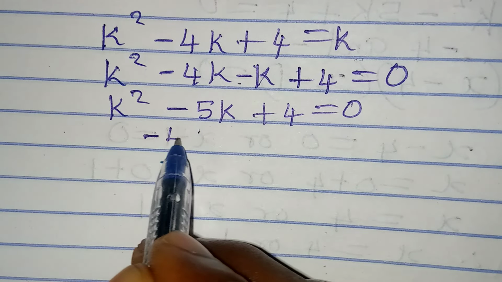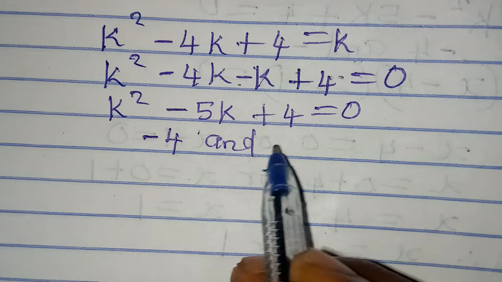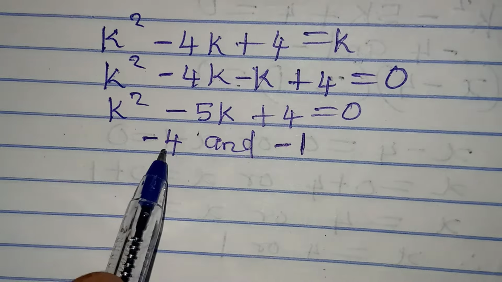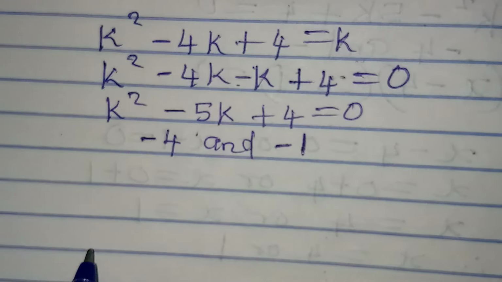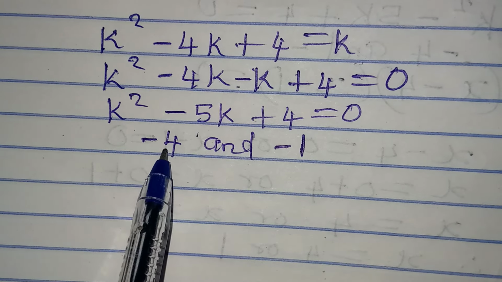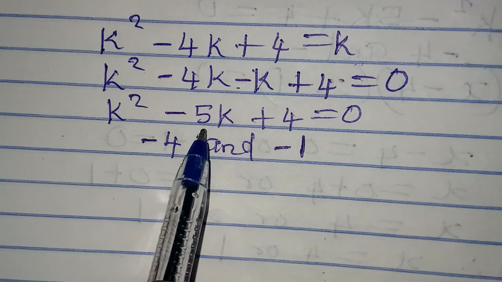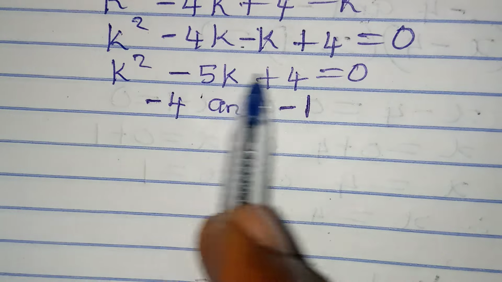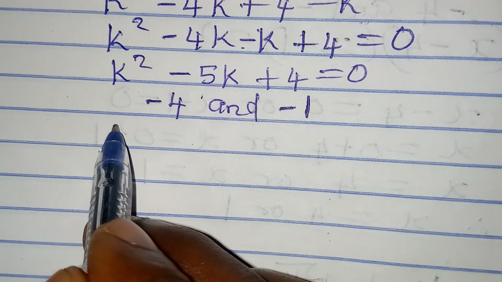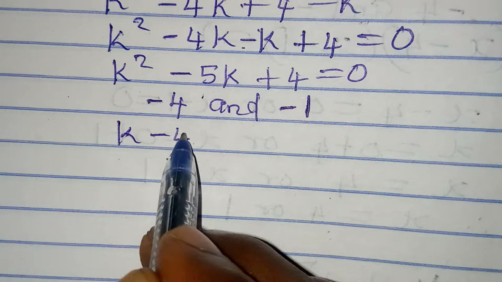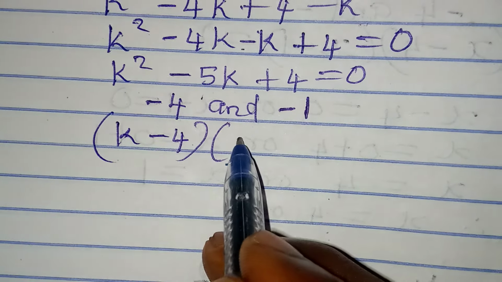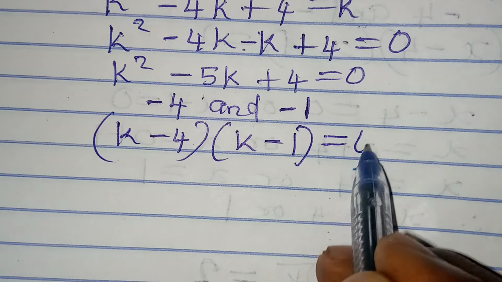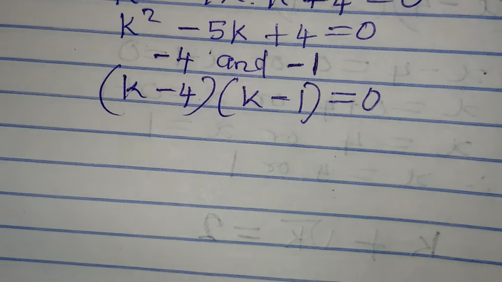The numbers will be minus 4 and minus 1. Minus 4 times minus 1 is plus 4. Minus 4 plus minus 1 will give us minus 5. Now, if we compute this into this equation, then we are going to have (k minus 4) into (k minus 1), and this will be equal to 0, right?